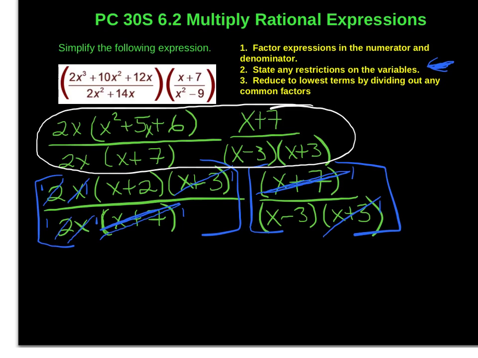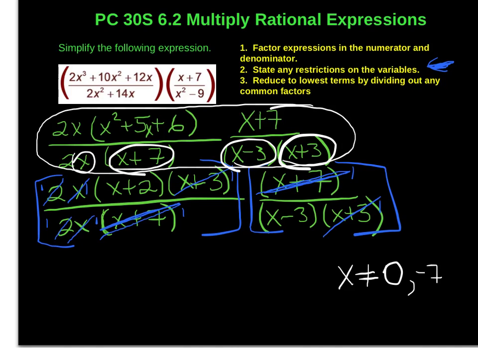Okay, so now you're back, and remember when we stated restrictions that we said that we didn't want anything to make the denominator 0. So what's going to make the denominator 0? Well, for one, x can never equal 0 because of this guy right here. For this one, we've got x cannot equal -7. And then for this guy and this factor, we've got plus 3 and -3. So we'll just write plus or minus 3 just like that.